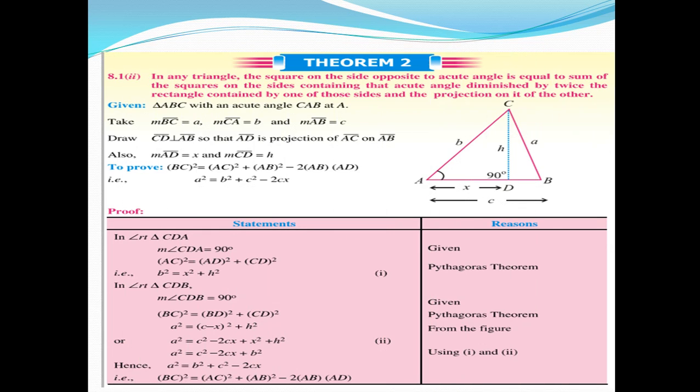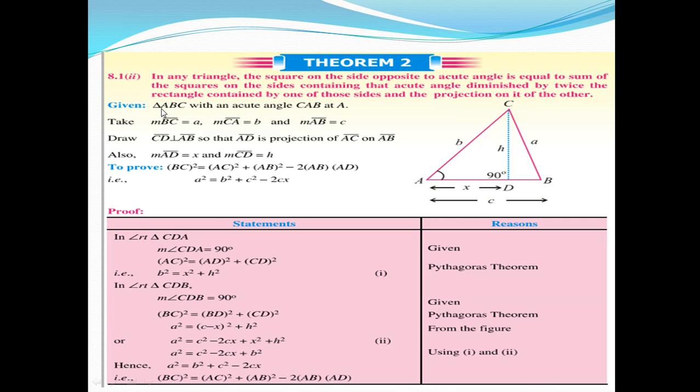Second theorem 8.1, part 2. In a triangle, the square of the side opposite to an acute angle is equal to the sum of the squares of the sides containing that acute angle, diminished by twice the rectangle contained by one of those sides and the projection on it of the other.